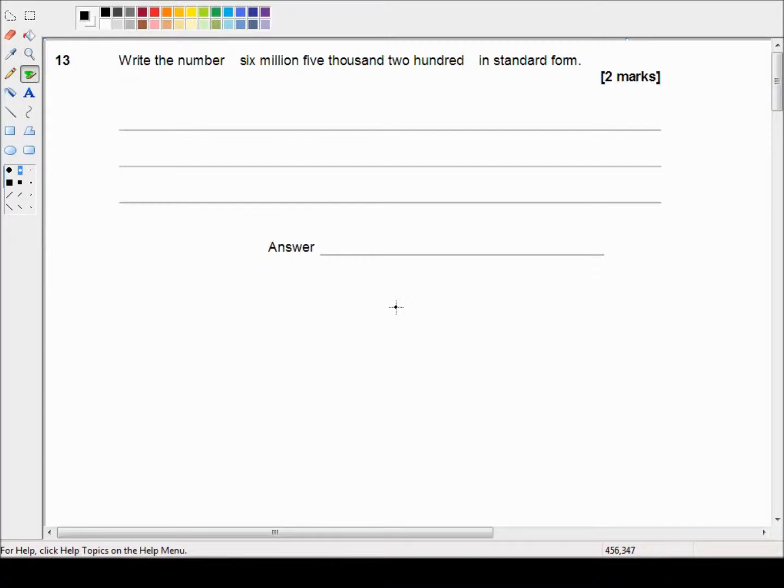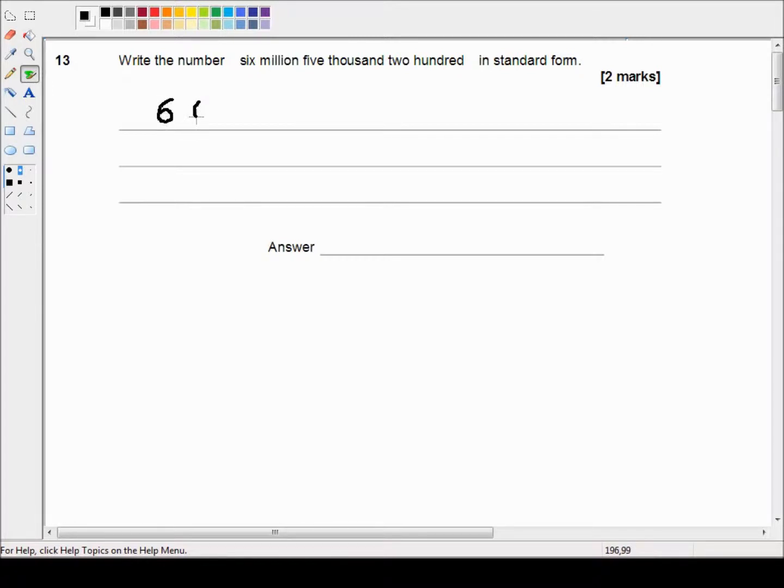This is the first paper in the higher tier of the May 2017 past papers. We're looking at question 13. This is a non-calculator paper, by the way. It says write the number 6,005,200 in standard form. Okay, so in normal form this would be 6 million.